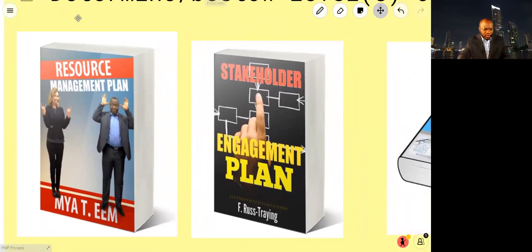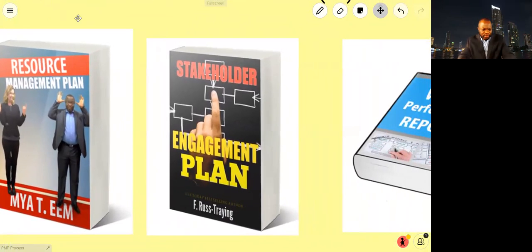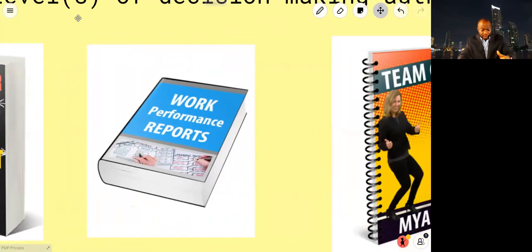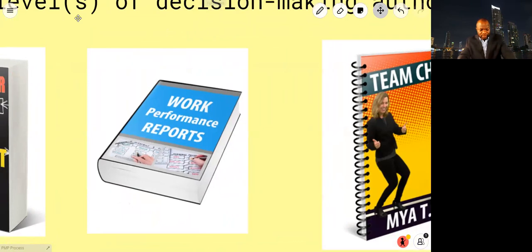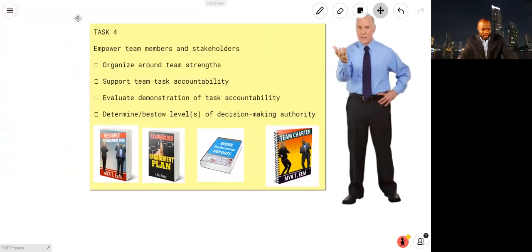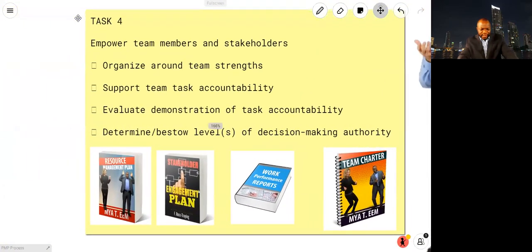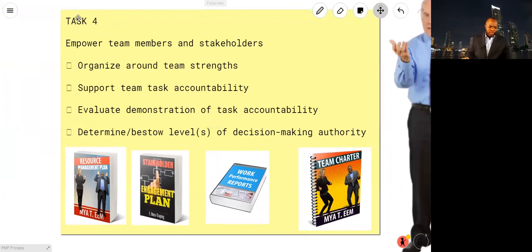So you want to empower team members and stakeholders, but you want to do it intentionally using 1, a resource management plan, 2, a stakeholder engagement plan where it exists. 3, you also want to keep your eye on those work performance reports, because this is really code for manage team, where you are going to be doing some of this. Remember? So you're going to support team task accountability by empowering the team, by putting them in their strength zone, making sure that what they're working on, they're capable of. And then you want to determine the decision-making authorities to give them.